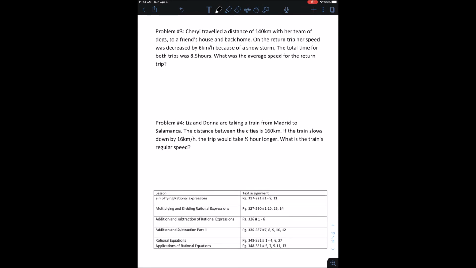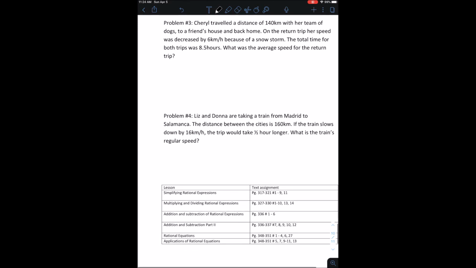And now the second type of problem is these speed, distance, time problems. So this one says, Cheryl traveled a distance of 140 kilometers with her team of dogs to a friend's house and back home. So in my chart, I'm going to have going there to the friend's house and coming back home as my two categories.